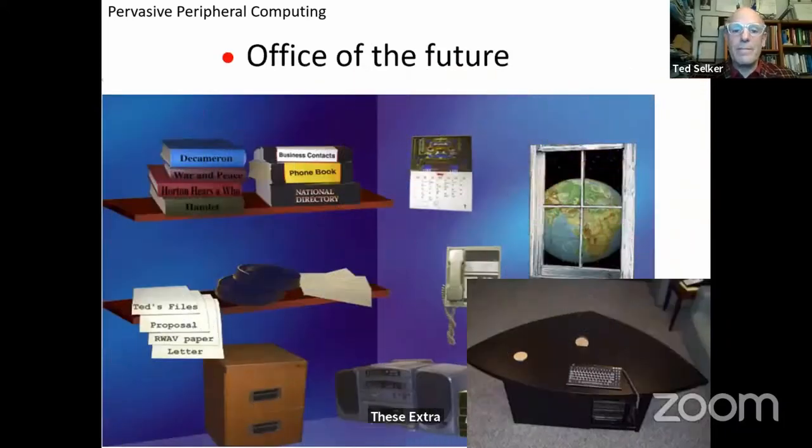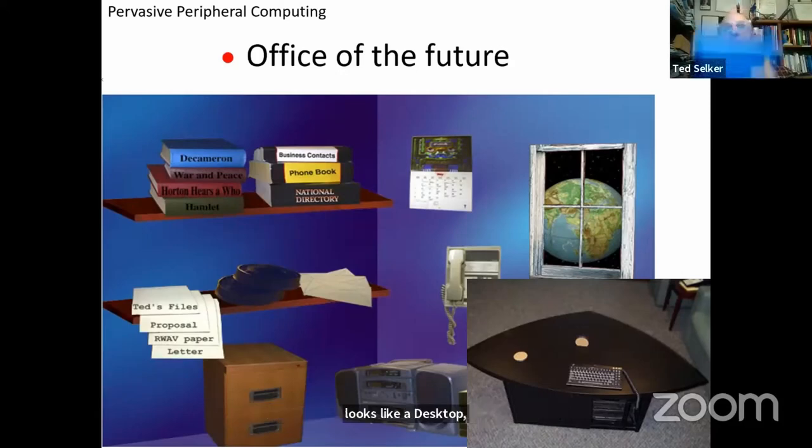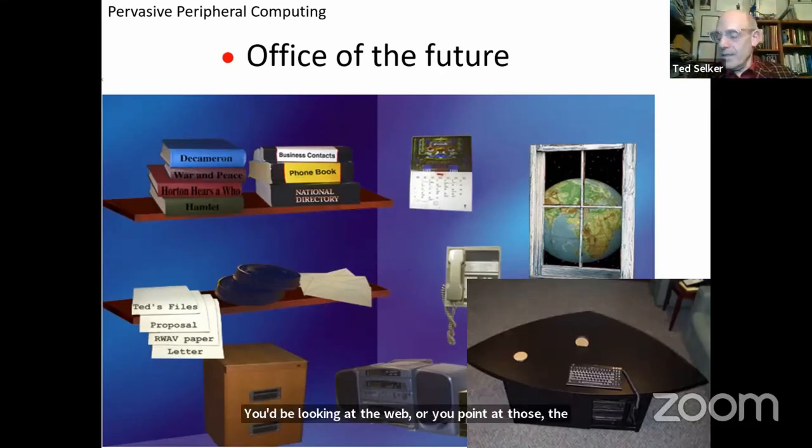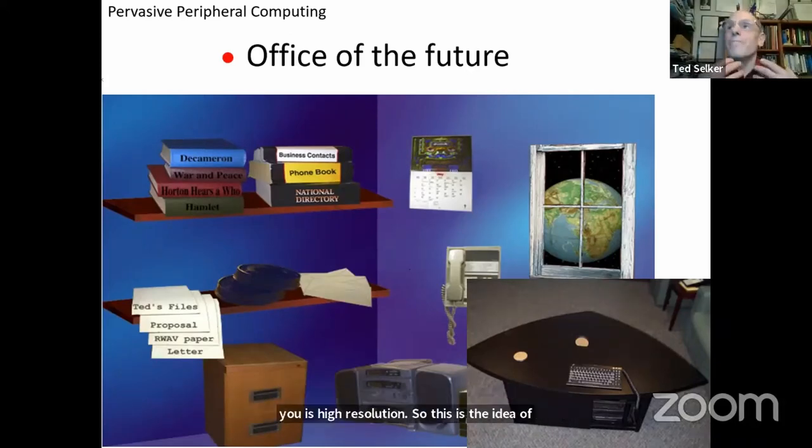We made a lot of office furniture where the wall was painted with what looks like a desktop, really. And what you do is you take a tablet, you point at that window, and you'd be looking at the web, or you'd point at the calendar on the wall, and you'd be looking at a much more detailed view of the calendar. So what's on the wall is low resolution, but what's in front of you is high resolution. So this is the idea of bringing things in the peripheral vision up to you, making that desktop metaphor literally be that any room you want, you can paint to be any kind of office you want.